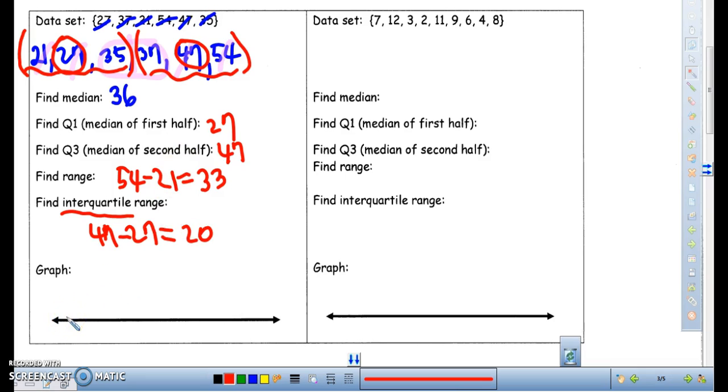We're going to use a number line. Look at the smallest one and the largest one, but you cannot just use these numbers. You have to use a number line with intervals. I'm going to look at 21, so I'm going to start with actually 20, and then go by 5s up to 55. So please draw a number line. Let's go by 5s.